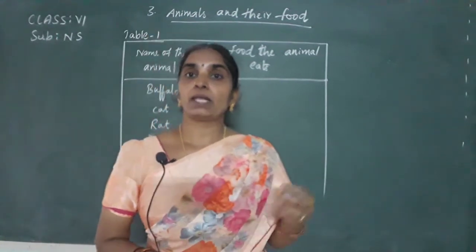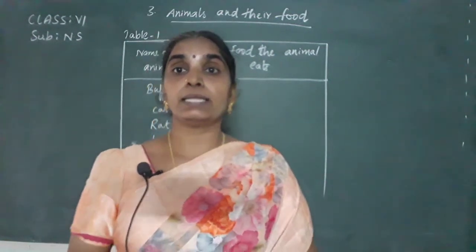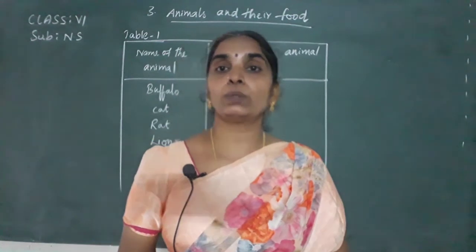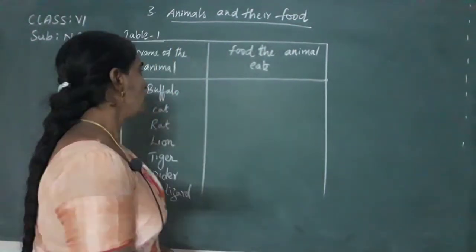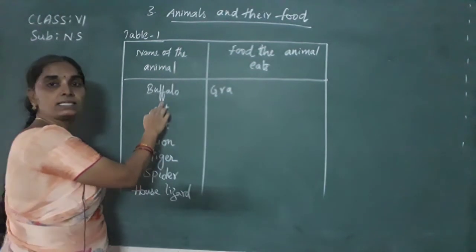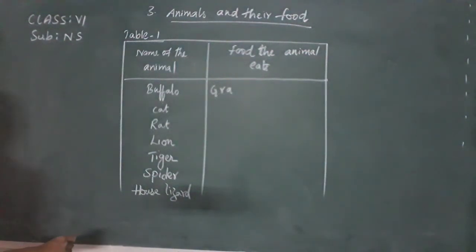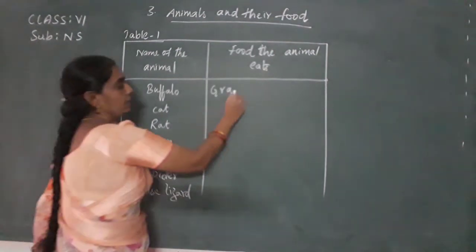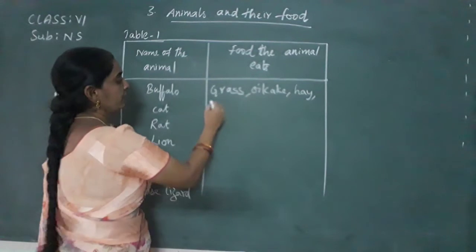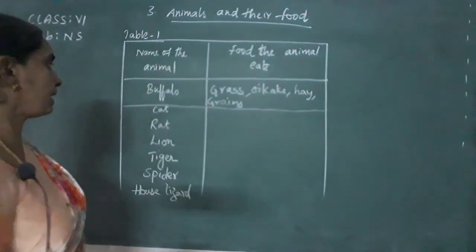So some animals like cows are domestic animals, and also they are herbivorous. That is, they eat only plant products, plants or the grass and so on, isn't it? So they eat grass, oil cakes and so on. So you can write over here, for buffalo it is given. So what is the name of the animal? See the table on the board, children. Buffalo. What does the buffalo eat, children? Buffalo eats grass, oil cake, hay, grain. Grains also it takes as its food. Okay children, next is cat.